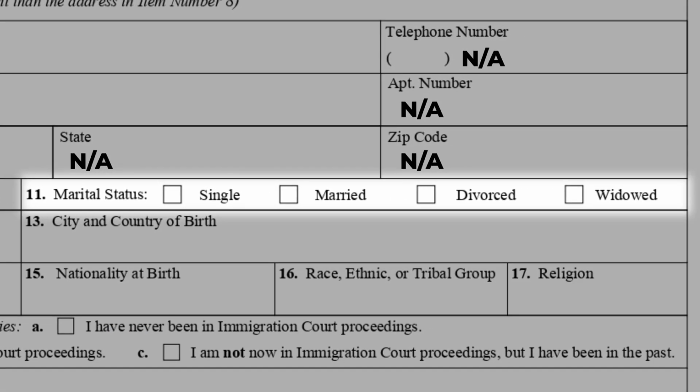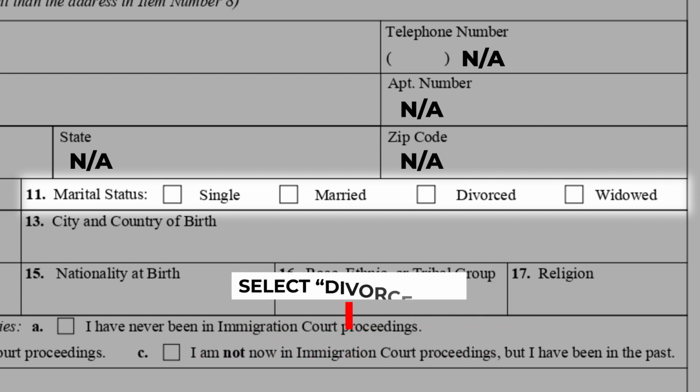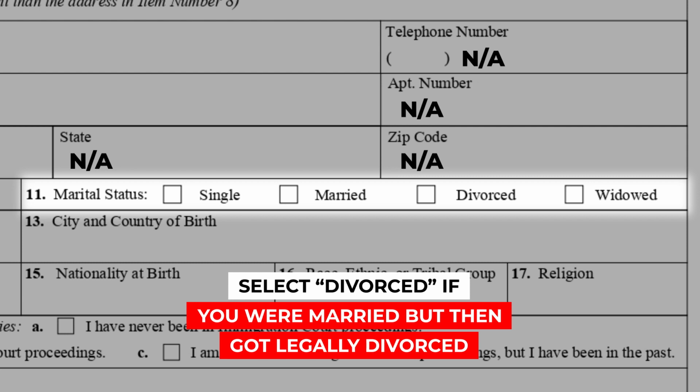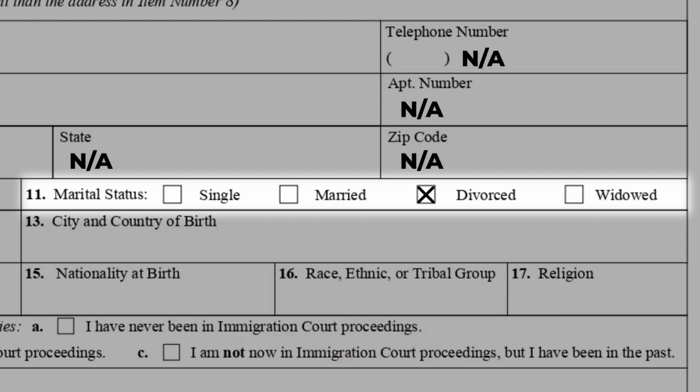Number 11 asks for marital status. You will select from single, married, divorced, or widowed by placing an X in the corresponding box. Please note that if you are separated from your spouse, but not yet legally divorced, you should choose the married option. If you were married, but then got legally divorced, you should select divorced, despite that single might seem like an appropriate option. If you got divorced or were widowed and then got remarried, you should select married and do not check the boxes for divorced or widowed. I'll say more in a while about how the US government defines marriage in the immigration context.